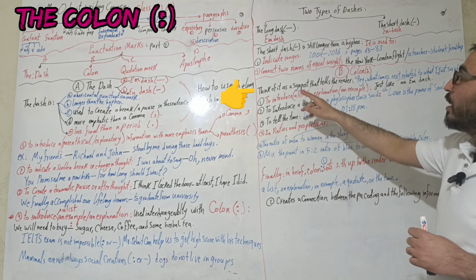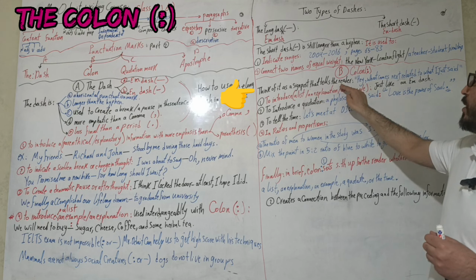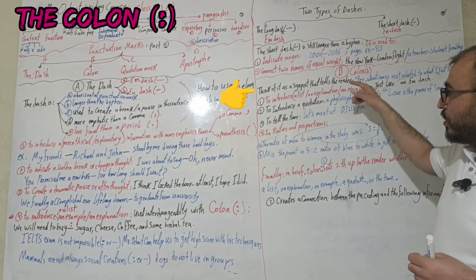And talking about the colon, I would like to give you a, let's say, nice metaphor. Think of the colon as a signpost that tells the reader, hey, what comes next is related to what I just said. And here, my friends, we used the colon in order to show the reader that what is going to come after the colon is closely related to what I have just written or said. And here, my friends, we have 4 uses.